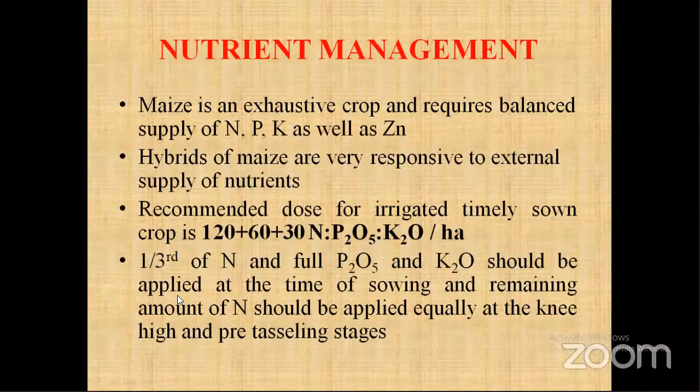And of the remaining nitrogen, half should be applied at the knee-high stage and half at the pre-tasseling stage. Knee-high means around 30 days after sowing, and pre-tasseling means around 45 to 50 days after sowing.